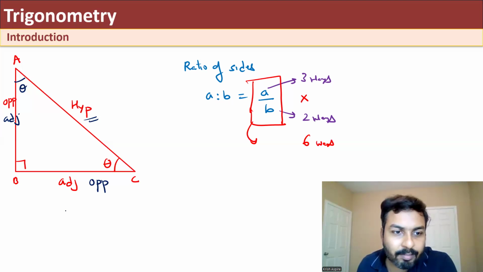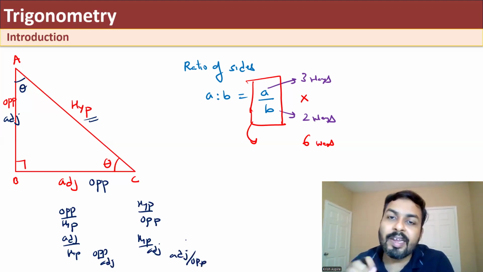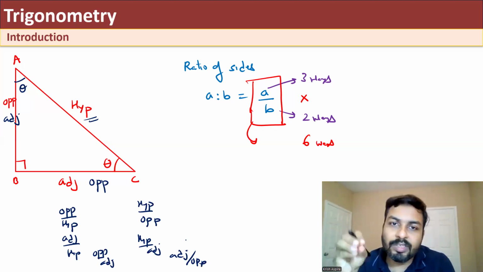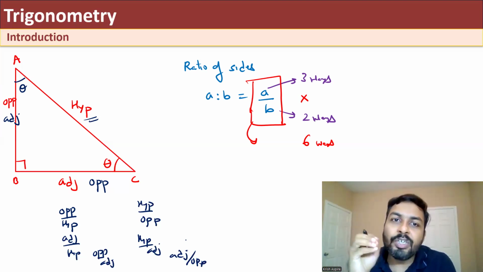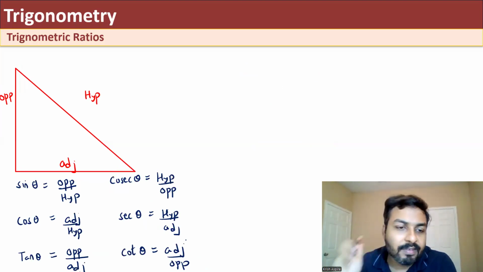What are the six ratios? One is opposite side by hypotenuse. Then hypotenuse by opposite, its reciprocal. Adjacent by hypotenuse. Hypotenuse by adjacent. And then opposite by adjacent and adjacent by opposite. These are the six ratios possible. Is there any other ratio possible other than these six? No. These are only the six ratios that are possible. And each of these ratios has a name.